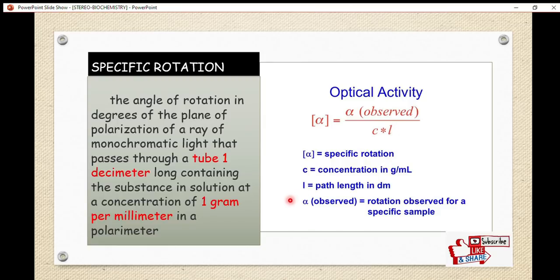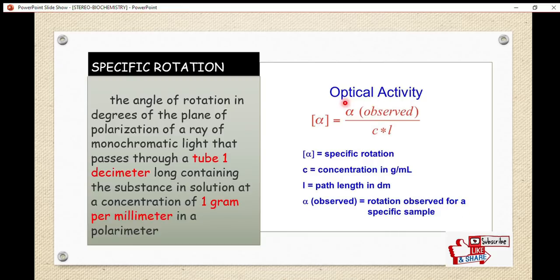Okay, and the L is the path length, and it's recorded in dm, that's 1 decimeter. The conversion is 10 cm is equal to 1 decimeter. All right, so that's the conversion. And the alpha here is the observed rotation. That's the rotation observed for a specific sample.